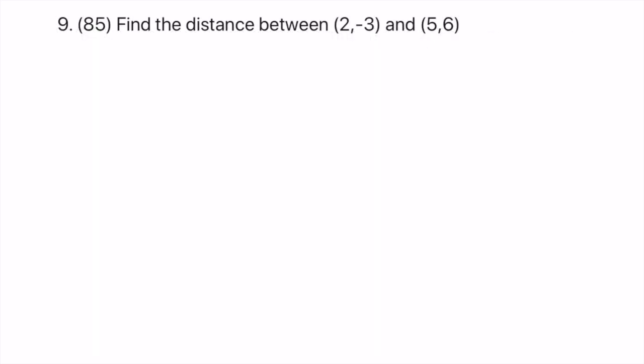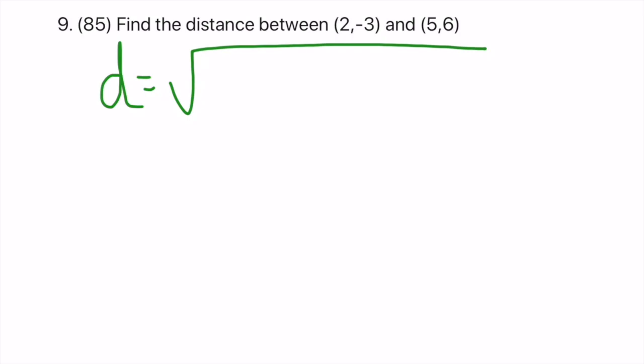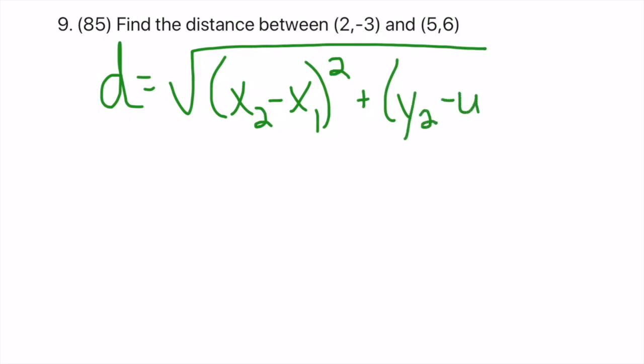Number 9 from lesson 85. Find the distance between these 2 points, (2, -3) and (5, 6). So our distance formula, so you're going to have to know this for the test, is x2 minus x1 squared. So you're basically just finding the difference in the x values and squaring them, and then adding them to the difference in the y values squared. So again, it doesn't matter, kind of like with the slope formula, which x you choose to be the second one and which one you choose to be the first. Just make sure whichever x you choose to be the second, its corresponding y needs to be the second y. So let's go and start plugging things in.